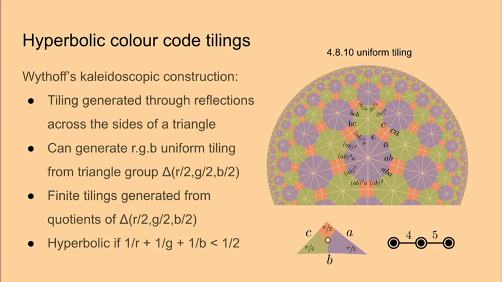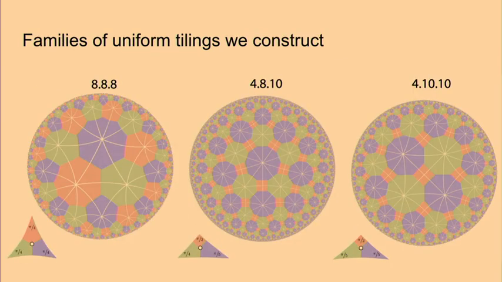And these are hyperbolic if 1 over R plus 1 over G plus 1 over B is less than a half. So there are infinitely many tilings we could consider, but the ones we choose are the 888, 4810, and 41010 tilings. We choose these just as they have small stabilizer weight.